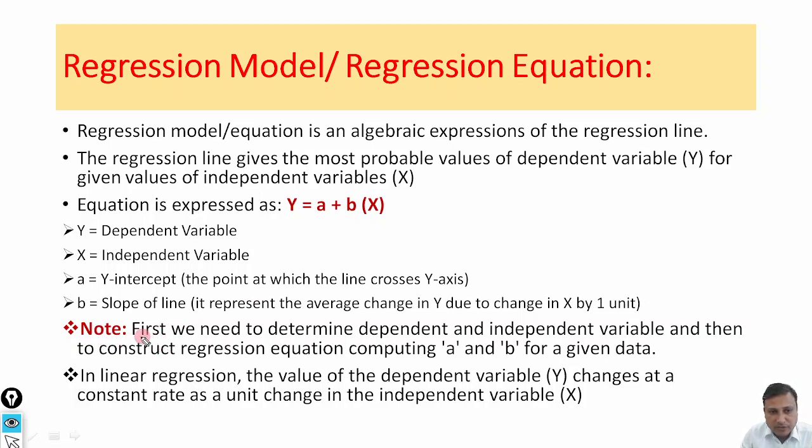Now let me take you a little further. As we have mentioned here, first we need to determine the dependent and independent variables, and it requires a very theoretical understanding of our own research topic, and then we can construct the regression equation by computing a and b. So computing the values of a and b is the important part. And that is taken care of by the software. In regression there are two different parts: linear regression and non-linear regression. At a very preliminary stage, we'll be talking about linear regression only. What is linear regression? In linear regression, the value of dependent variable y changes at a constant rate. So constant rate is very important. The values of y change at a constant rate as a unit change in independent variable x.